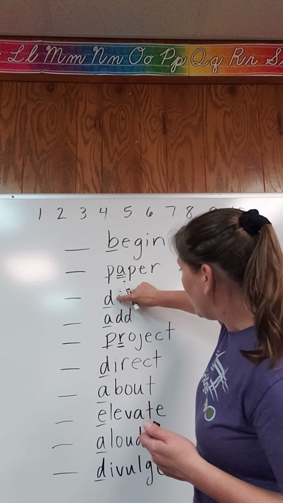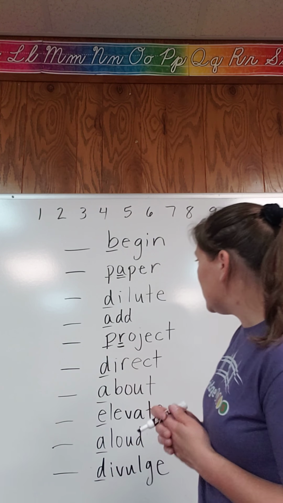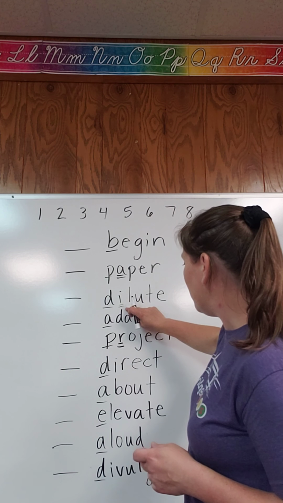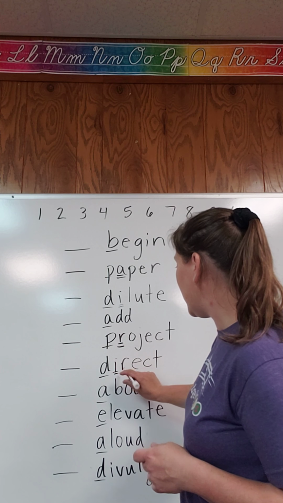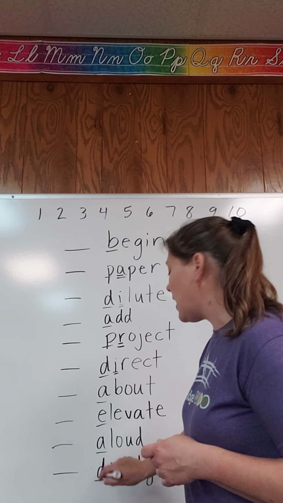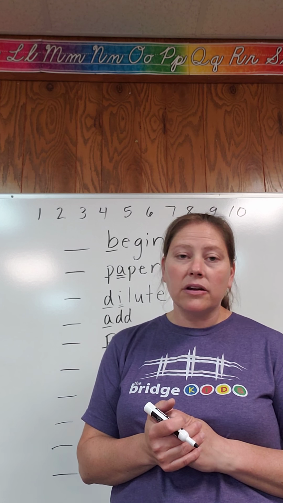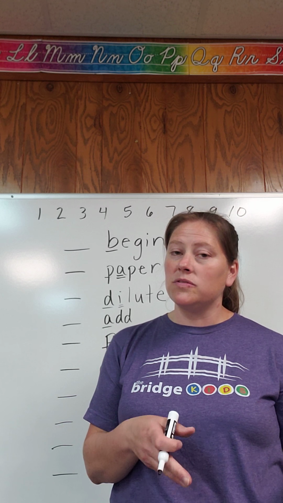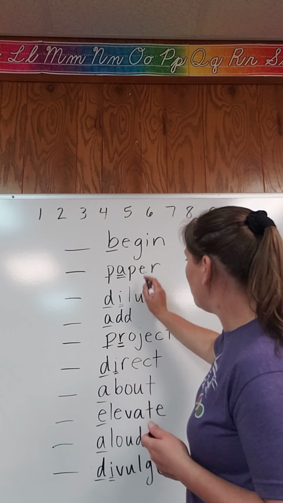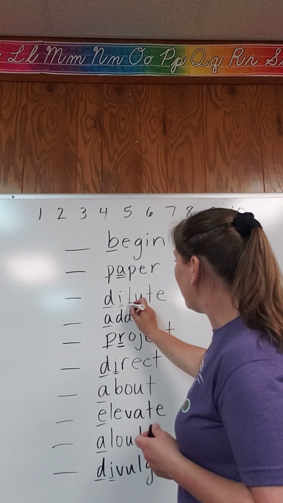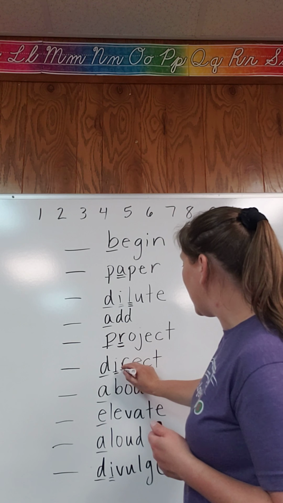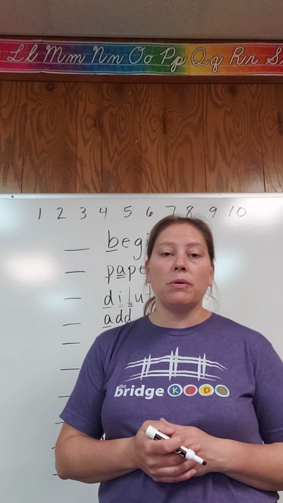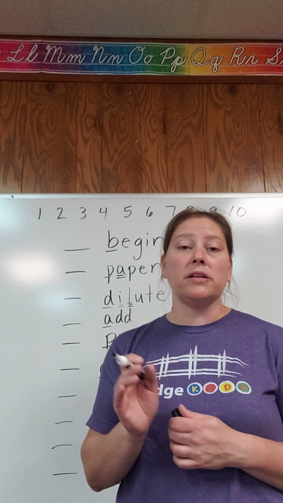Now for D, we had 3 that started with D. We have D-I, D-I, and D-I. Is that second letter going to be a good guide letter for us on those D words? No, it is not. So we're going to move to that third letter and see if we get some help. D-I-L, D-I-R, and D-I-V. At that point, we realize the third letter on those D words is going to be the guide letter for us.